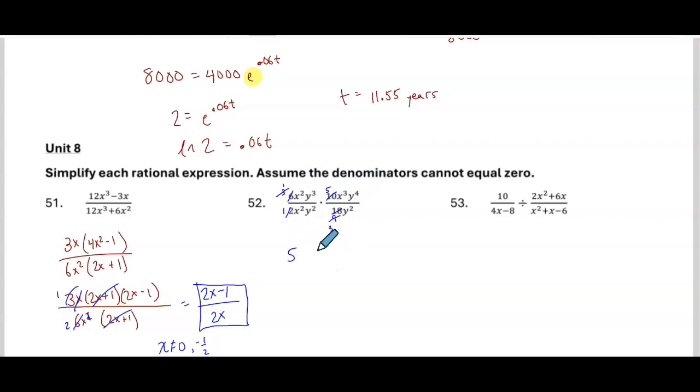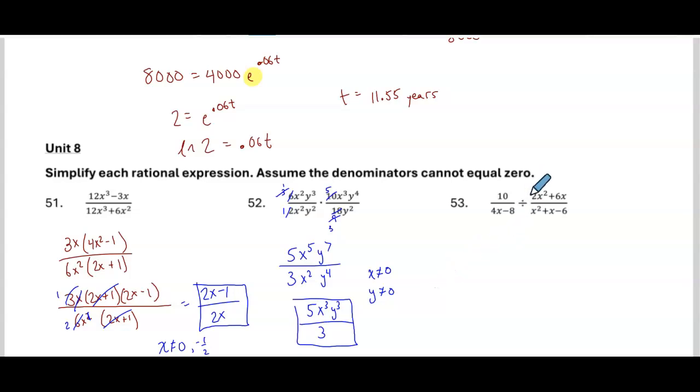Alright, consolidating my numerators. I have a 5. I have x squared y cubed is x fifth. Y cubed and y fourth is y seventh. Denominator is now 3. And it's x squared. y squared is y to the fourth. So the x's are 3 on top, the y's are 3 on top, so I have 5x cubed y cubed over 3. And back in the original problem, I had an x in the denominator, so that can't be 0, and I had a y in the denominator, so that can't be 0.